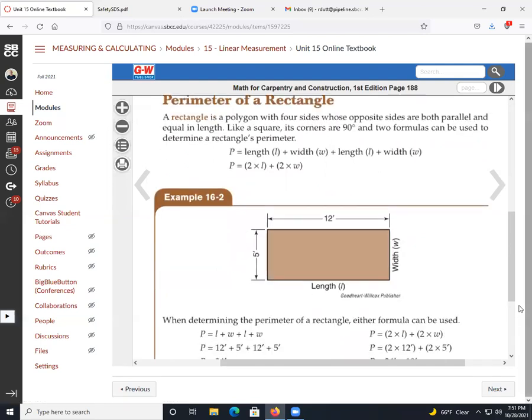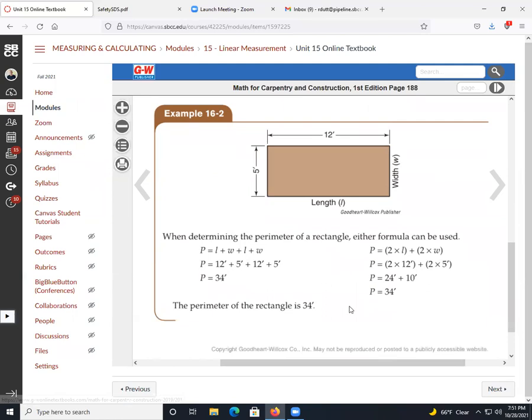2 times 5 is 10, 2 times 12 is 24, 24 and 10 is 34. So that answer is indeed 34 feet. That's the perimeter of that 5 foot by 12 foot rectangle.